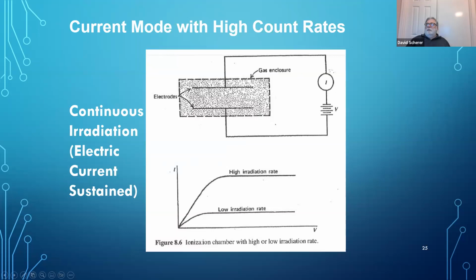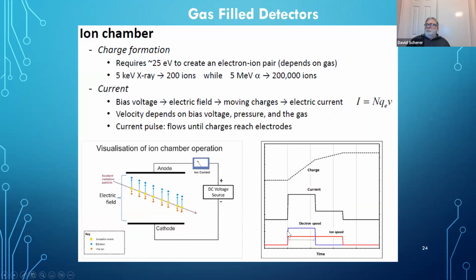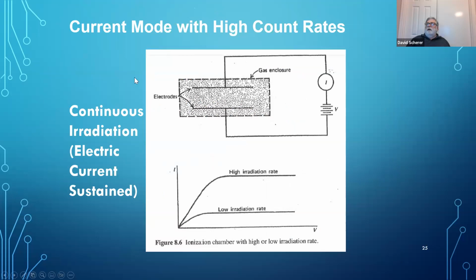Let's see. When you're operating in current mode, we don't worry about the pulse. We don't worry about the tails. It's continuous operation. Ionization is taking place all the time because radiation is passing through it all the time. And so the signal, the amount of current that's produced, is proportional to the amount of radiation that's passing through. And so it's a good measure of the dose rate because of that.